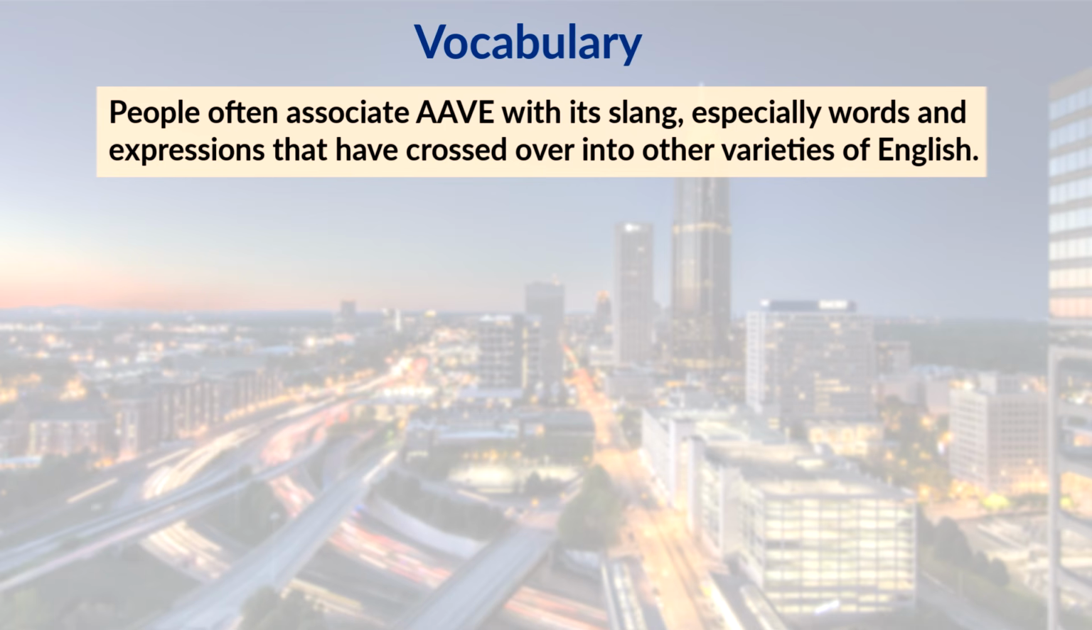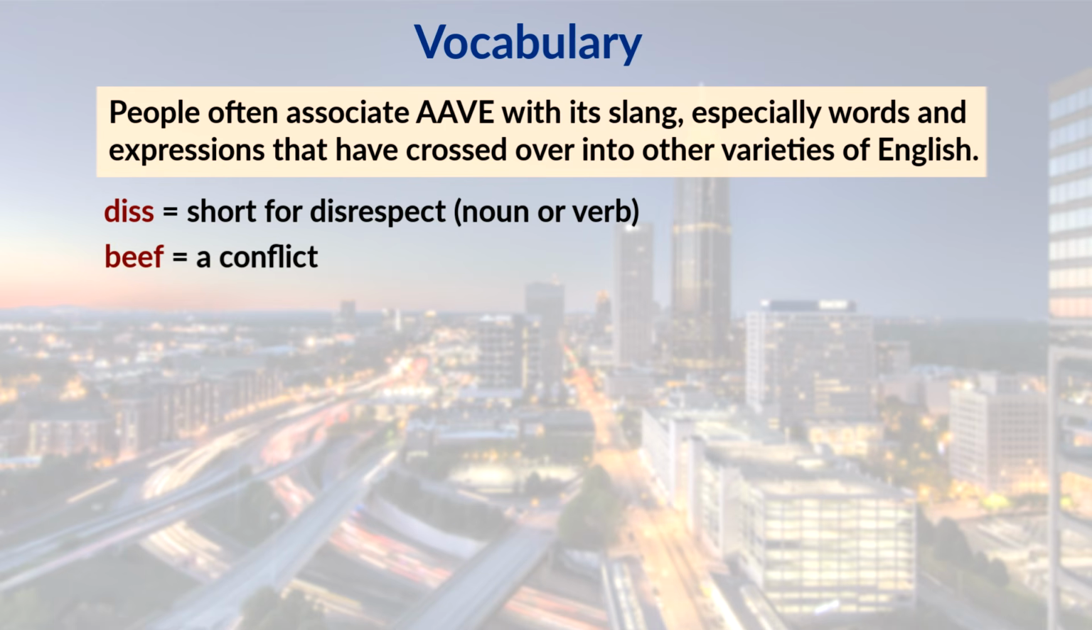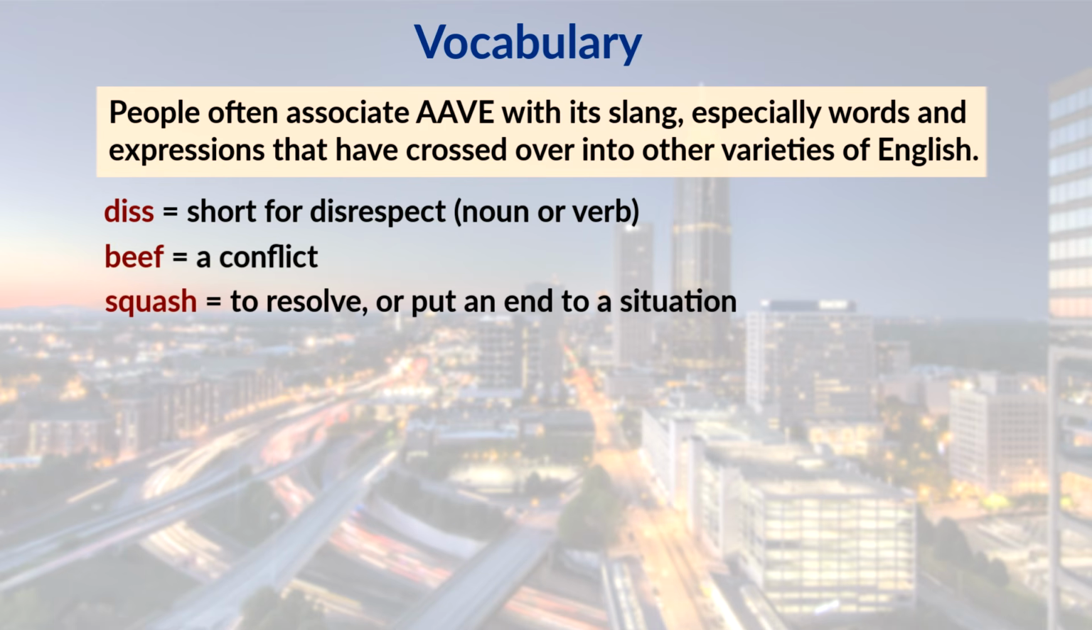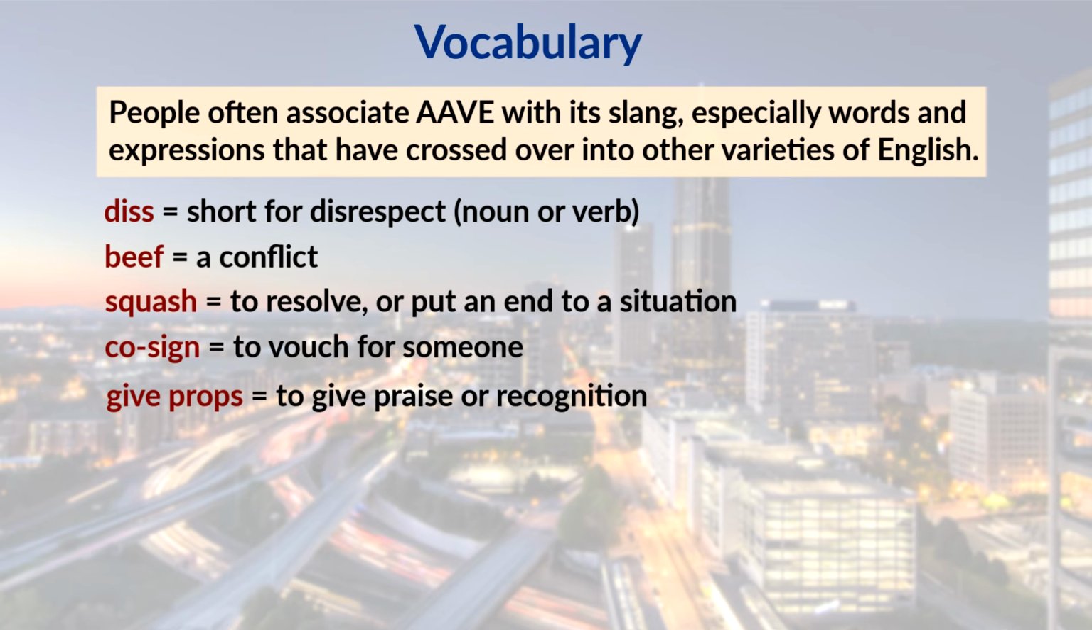People often associate AAVE with its slang, especially words and expressions that have crossed over into other varieties of English, often through music and other media. Words like dis, which is short for disrespect, beef, meaning a conflict, squash, meaning to put an end to something, cosign, meaning to vouch for someone, give props, meaning to give praise or recognition to someone, and lots of other expressions like that. But this kind of slang is not representative of AAVE.